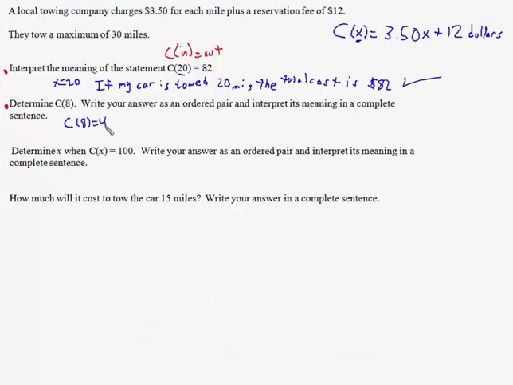You are to, in your answer, when you interpret, use both the number 8 and the 40 and write the unit. So the unit on the 8 was 8 miles. If my car is towed 8 miles, then the total cost is $40. The next part is very, very similar.